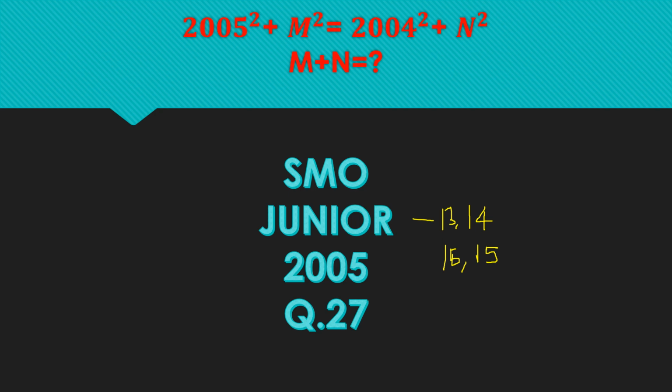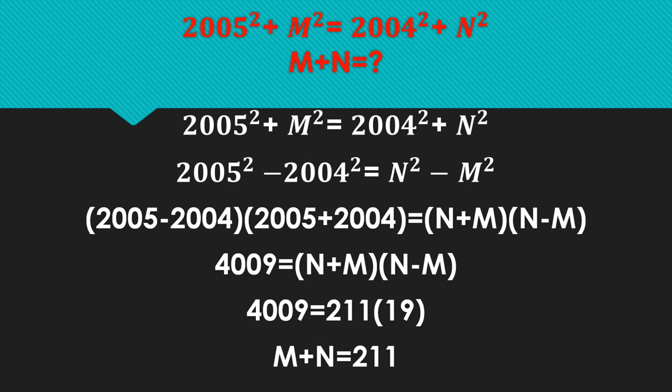2005 square plus m square is equal to 2004 square plus n square. What's m plus n? Please pause this video and take some time to solve this question. Alright, I hope you solved this question. Let's go. Now, the solution is very simple. Now, in the previous question, we saw a square minus b square. That is equal to a plus b times a minus b.